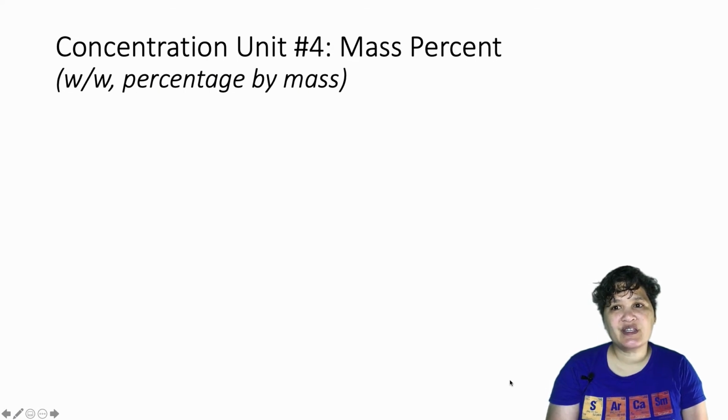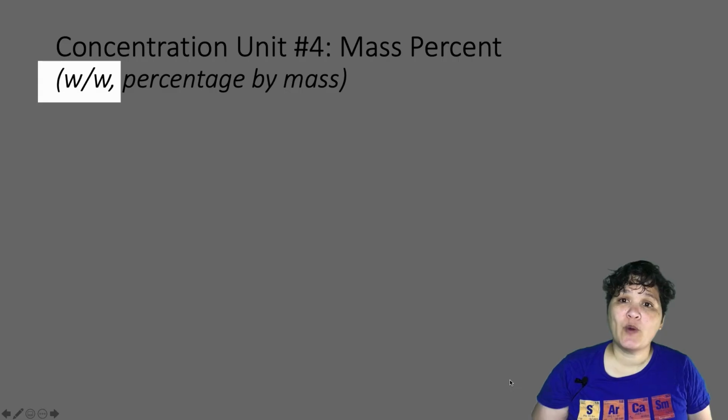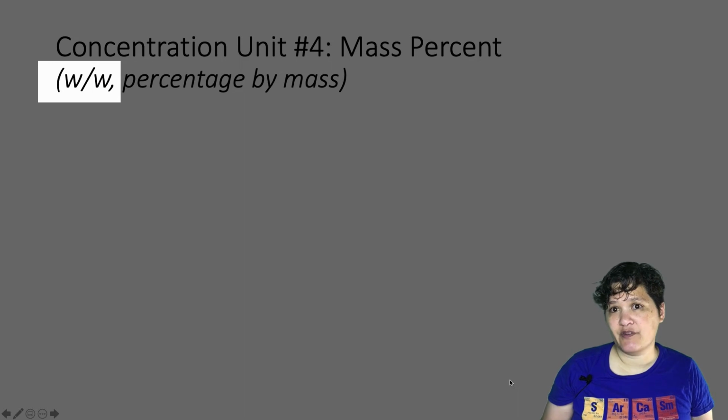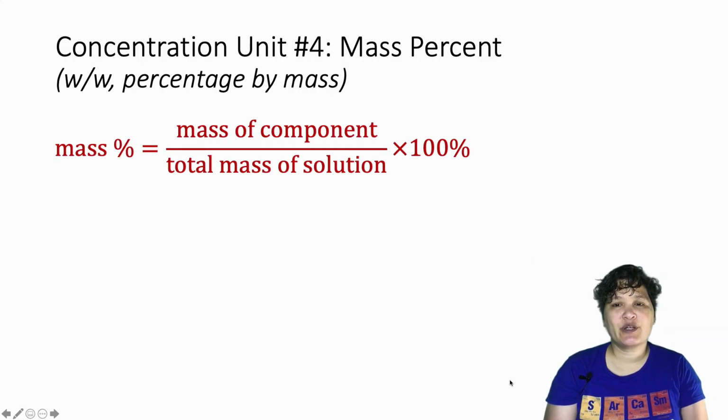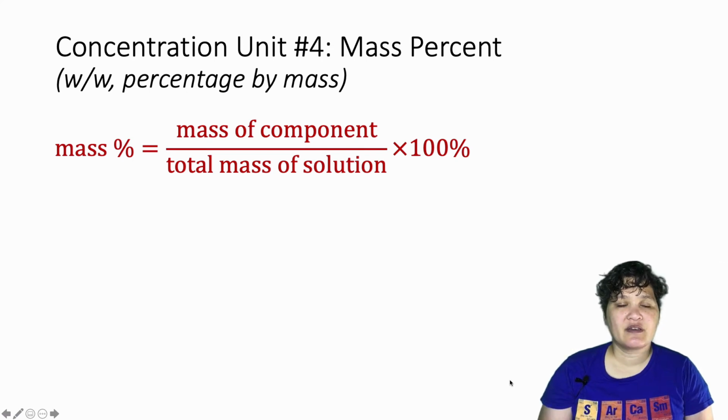Now we're on to our final concentration unit, which is mass percent. Now you will see this written a number of ways. Weight per weight is something that gets thrown on, for example, chemical bottles a lot. It's also called percentage by mass. And we're going to define it with this equation.